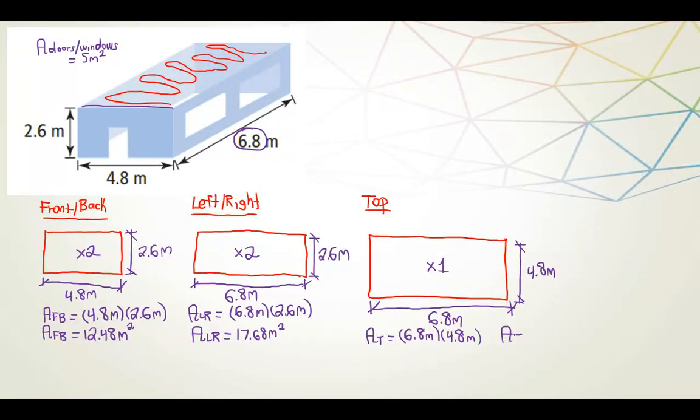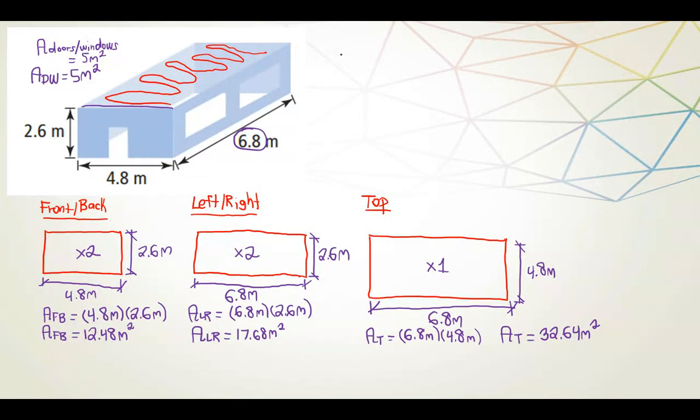And that's going to give me the area of the top would be equal to 6.8 times 4.8, which is 32.64 square meters. Okay, I'm just going to abbreviate the area of the door and the windows as ADW. So we'll say ADW is 5 meters squared.